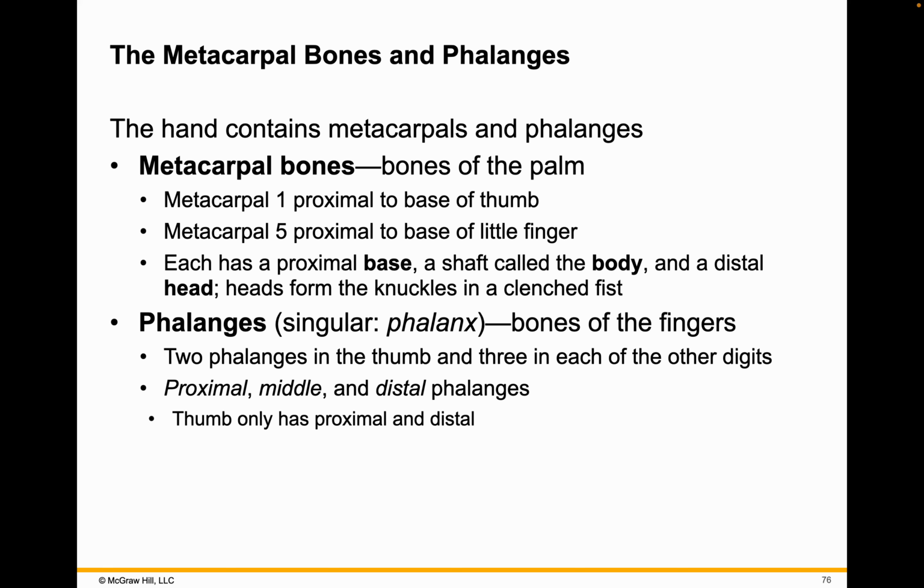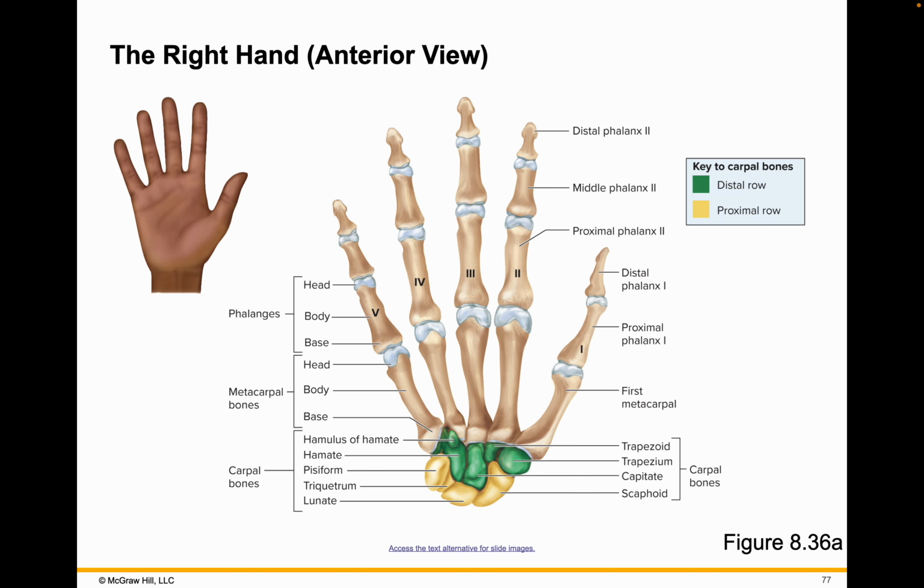The phalanges, or phalanx, are the bones of the fingers. There are 2 phalanges in the thumb and 3 in each of the other digits. In the other digits, they are the proximal, middle, and distal phalanges. The thumb only has a proximal and distal phalanx, as shown here.